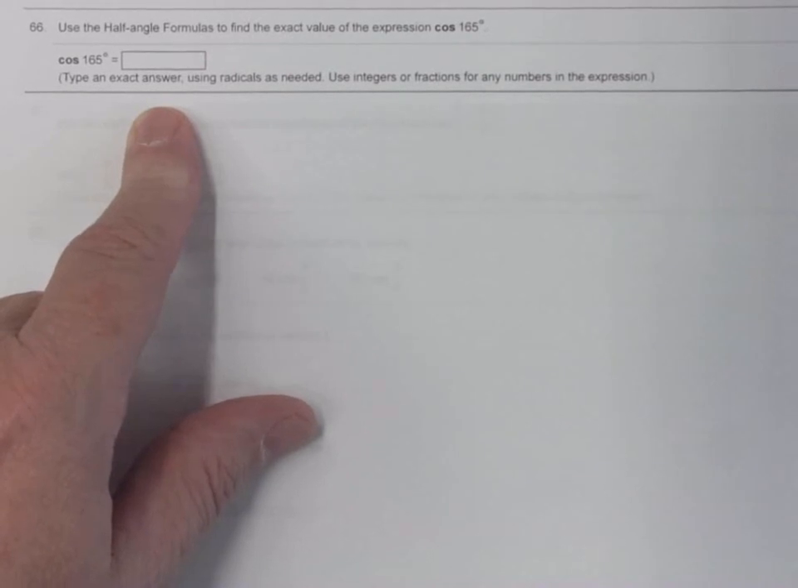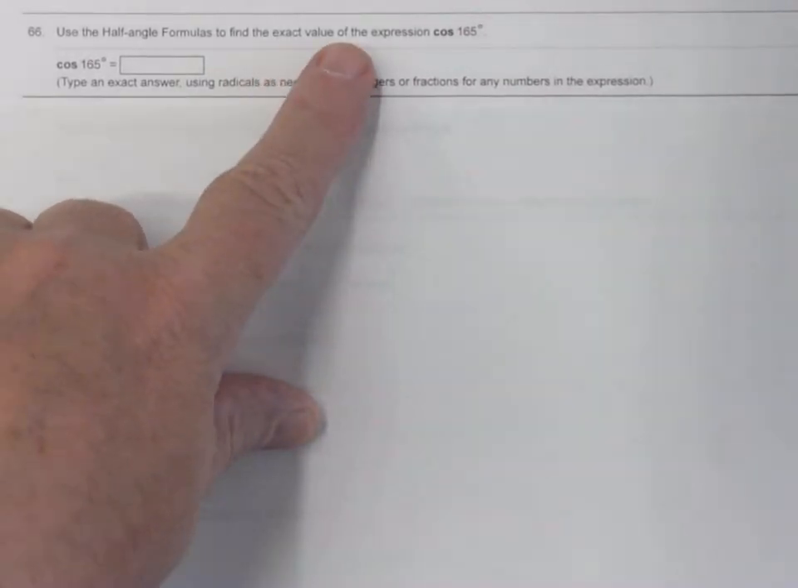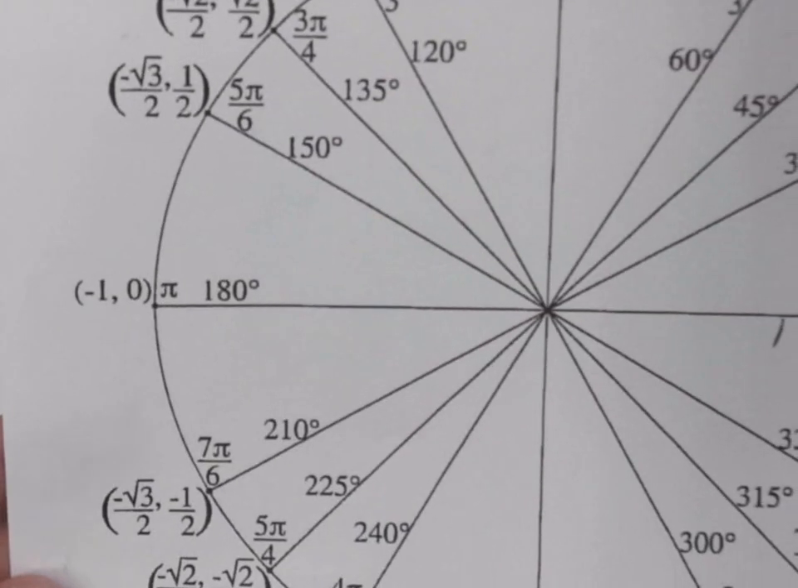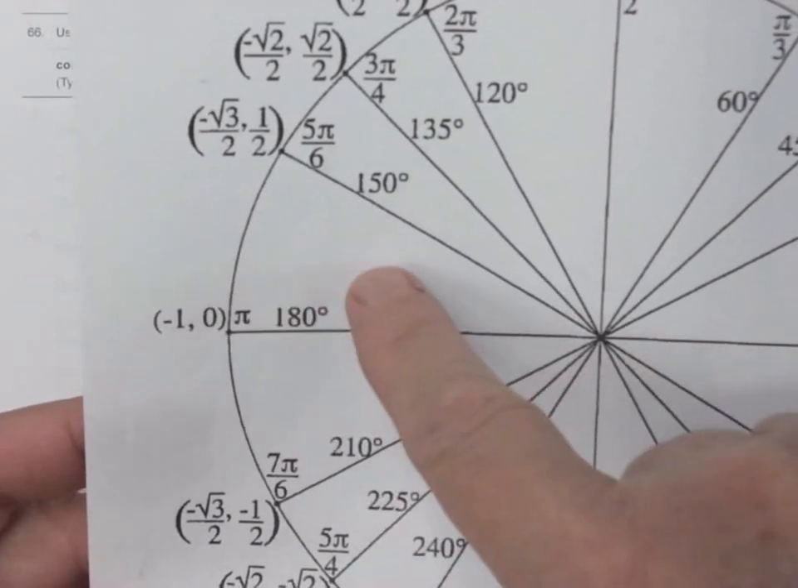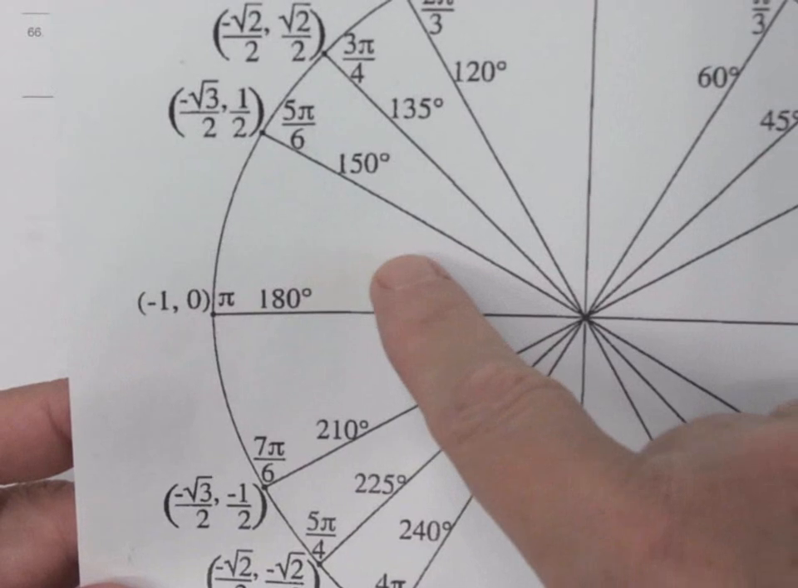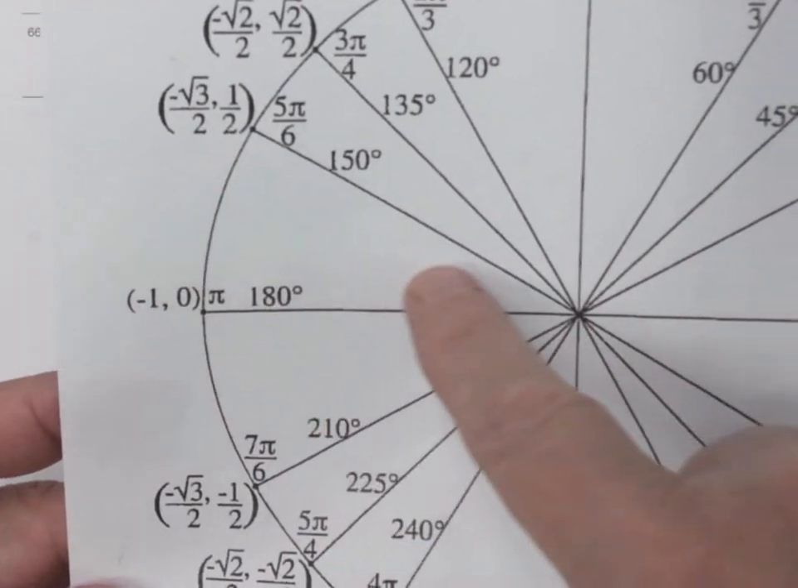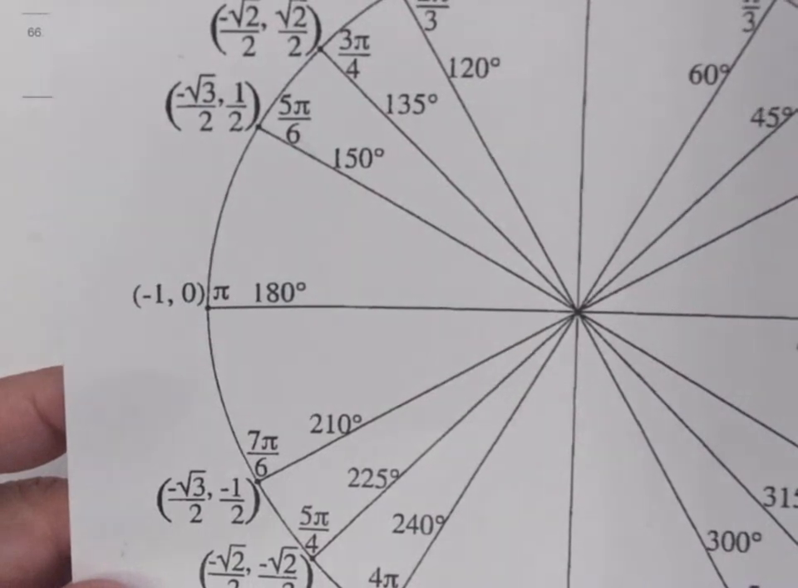This is similar to what we did with sum of difference formulas, where we're asked to find the exact value of an angle, and in this case, cosine of 165. 165 is not in the unit circle. Now I know it's going to be in the second quadrant. So if I'm looking for the cosine, I know the final answer is going to be a negative number, but there's no way I can get the exact value.